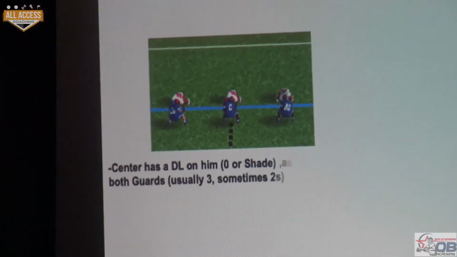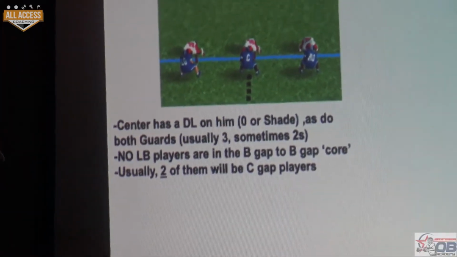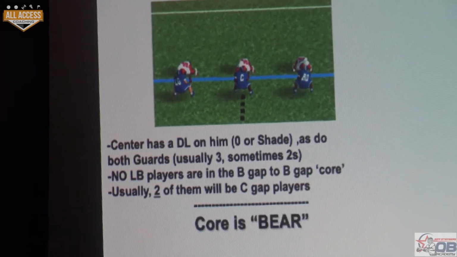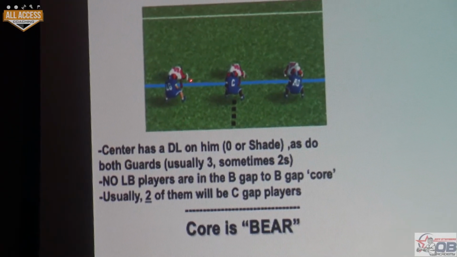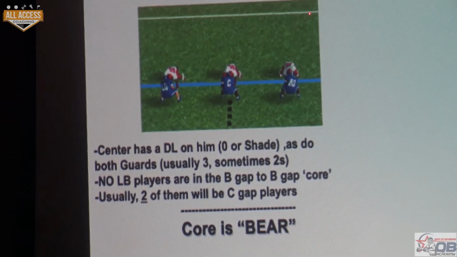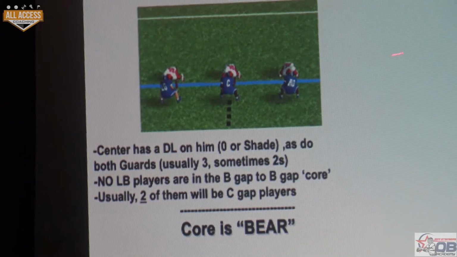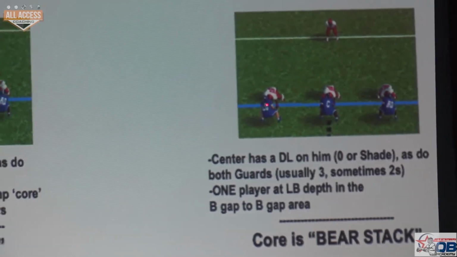The third structure that we're looking at is anytime all 3 of your interior linemen are covered by defensive linemen, and we would call that a bear. So anytime we get a bear look, we're going to get one of 2 types. On the left, we're going to have the center and both guards covered. There's going to be no linebacker in the B gap to B gap areas. They're generally going to be aligned over the tackles and the C gaps in that case, and we would call that bear. Or in the other diagram, all 3 defensive linemen are lined up on top of the center and guards, and there's 1 linebacker at linebacker depth over top of the center, and we call that bear stack.